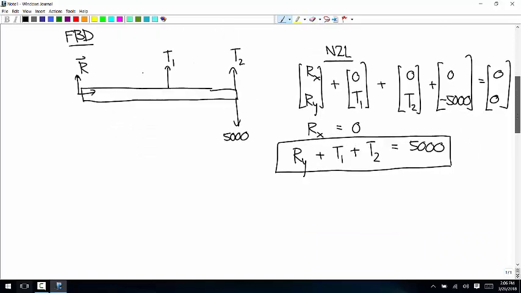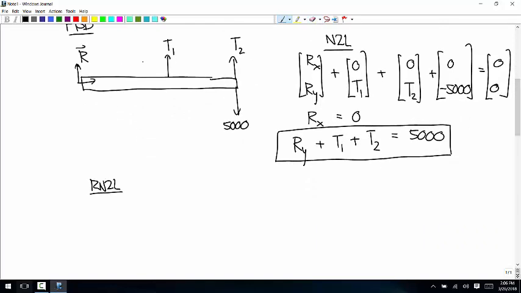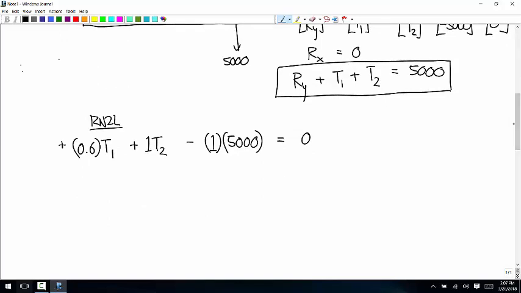So let's go to the moment equation. About point, let's choose this left endpoint. There's no moment produced by R. The moment arm for that tension T1 is 0.6. And would that rotation be clockwise or counterclockwise? Counter, so it's positive. Same with T2, and the moment arm for that is 1. And then the moment arm for the 5,000 is also 1. And that one's going the other way, so that's going to be negative. And these add up to 0. So we have 0.6 T1 plus T2 is equal to 5,000.